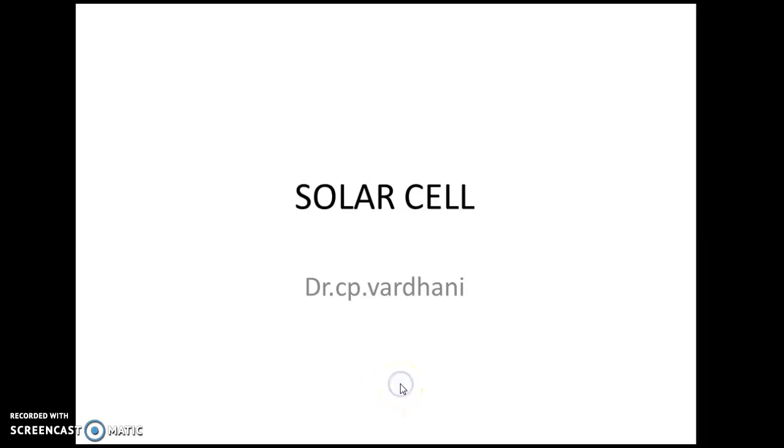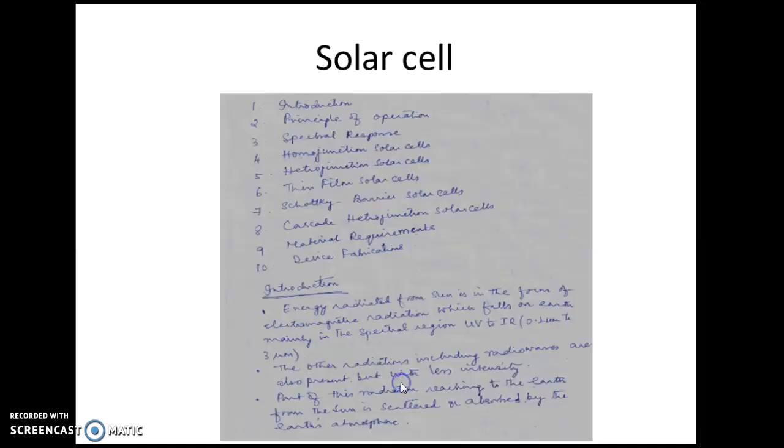Solar cell. So in this we'll do the introduction, principle of operation, spectral response, homojunction solar cells, heterojunction, cascaded heterojunction solar cells, and material requirements.